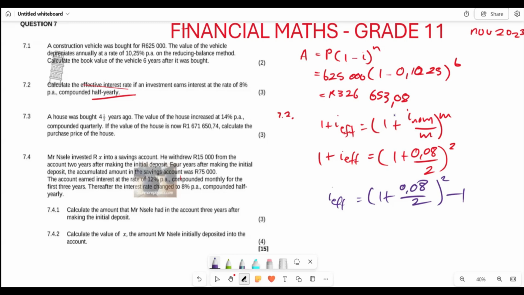You are going to get 0.0816, which is going to be your i effective. And when you have that, you multiply this by 100%, and as you multiply this by 100%, this is going to be the same as 8.16%, which is what you are going to end up having. So basically, that's going to be that. Now let's look at what you are going to do next in the following question.